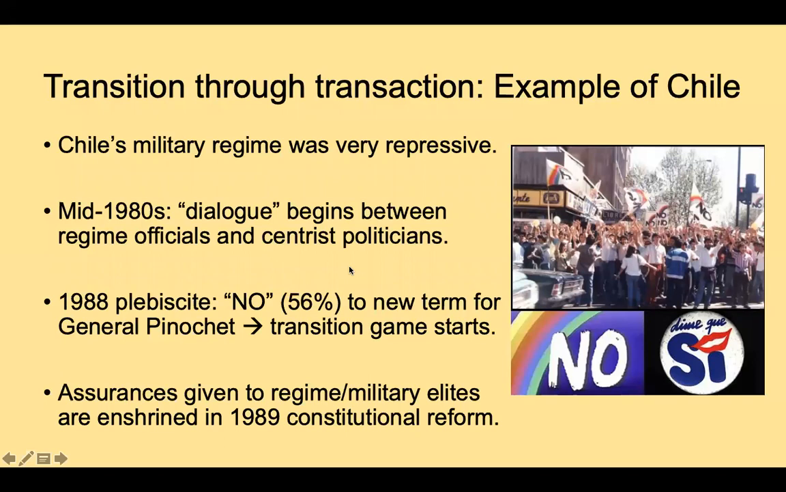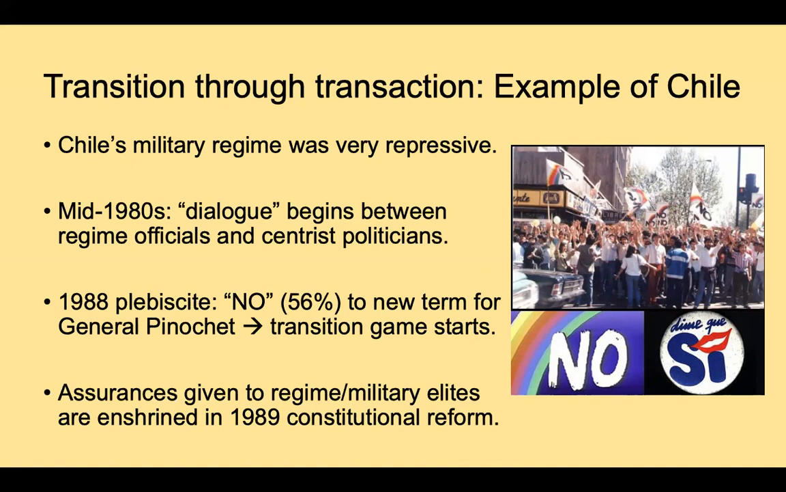And this eventually gave way with the benefit of popular protest and rising popular mobilization against the regime, to a plebiscite in 1988 to determine if General Pinochet, who was the ruling president at the time, would be able to be in power for another term. And 56% of Chileans said no to a new term for General Pinochet. And that set off a transition game between these softliners and these centrist politicians and those softliners within the regime itself.